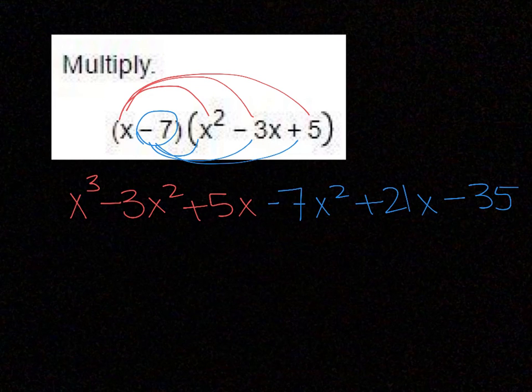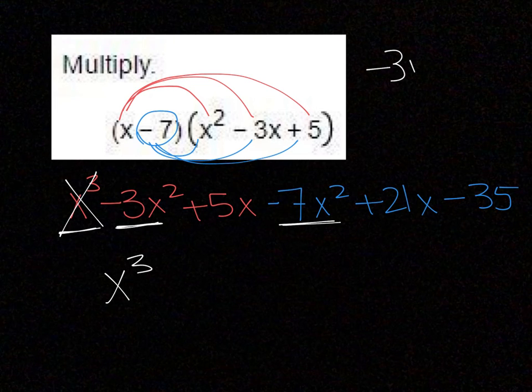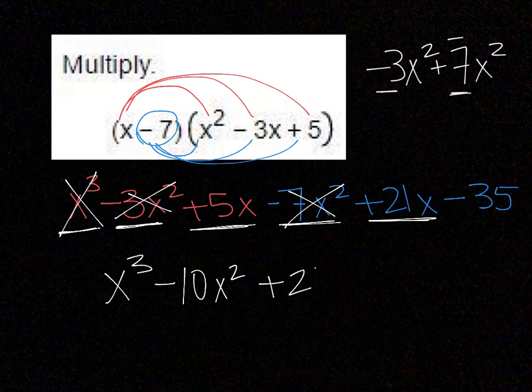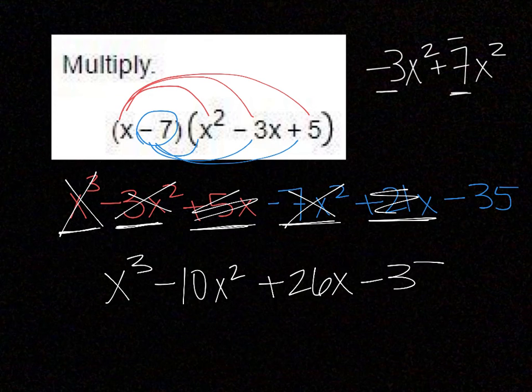Now I'm going to go through and combine my like terms. X cubed, nobody to combine with. -3x squared minus 7x squared. Go ahead and do. -10x squared. You can also put that in Desmos. Just use the coefficients, don't put the x squareds. Then I've got 5x and 21x are like terms, so that's 26x. And then a minus 35 on the end.